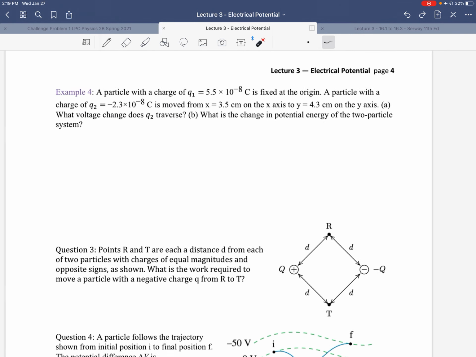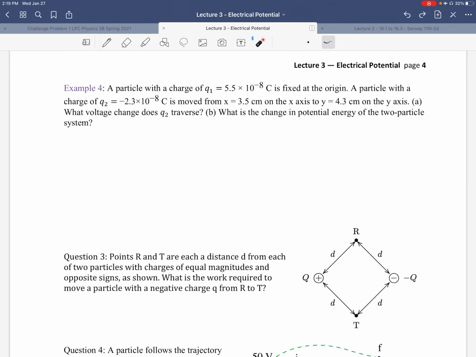All right, so example 4. A particle with a charge of 5.5 times 10 to the negative 18 coulombs is fixed at the origin. A particle with a charge of negative 2.3 times 10 to the negative 8 coulombs, all right, so Q1 is positive, Q2 is negative, is moved from x equals 3.5 to y equals 4.3. What voltage change does Q2 traverse?